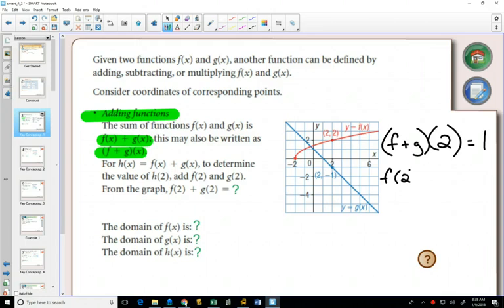So what I would suggest is if you have this other notation, I would take a first step and change it to the notation that you are more familiar with. This notation is exactly the same as that notation. And then when figuring that out, well, f of 2, if I look at the red graph, f of 2 is equal to 2. g of 2, that's equal to negative 1. So then you could figure out that adding them together would be 1.